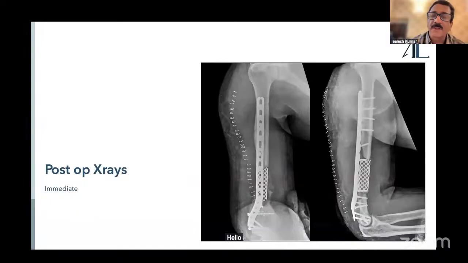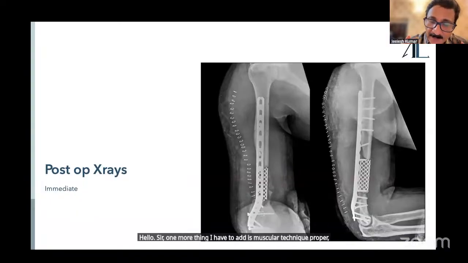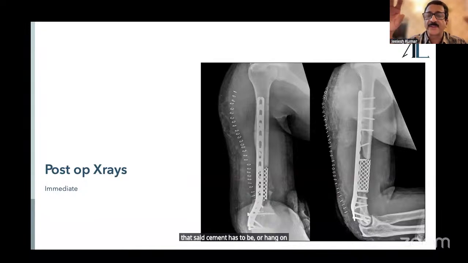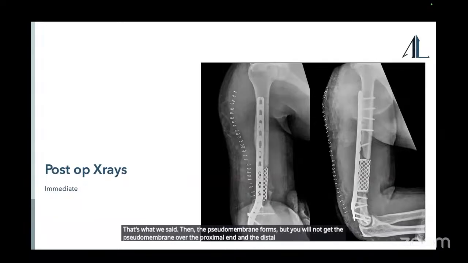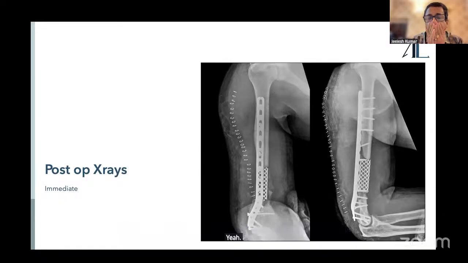Sir, one more thing I have to add is the technique proper. When you want to apply the cement in the space, such cement has to overhang on both the proximal and distal ends, and then only the pseudomembrane forms. That's what we said. Then the pseudomembrane forms, but you will not get the pseudomembrane over the proximal end and the distal end. That's the point. That's what we just said actually.